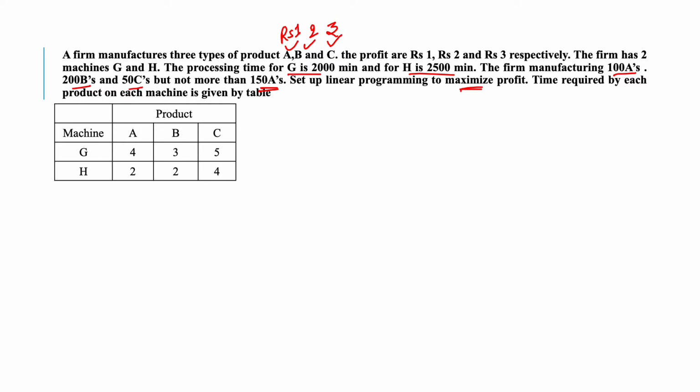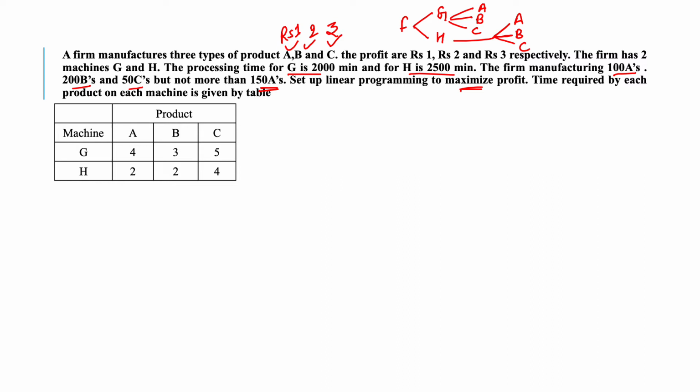Okay, so in this problem I am having a firm which has two machines, G and H. Each machine is processing three products A, B, C, and similarly H is processing three products A, B, C. Okay, so in total what is their processing time? For G it is 2000 minutes, for H it is 2500 minutes.